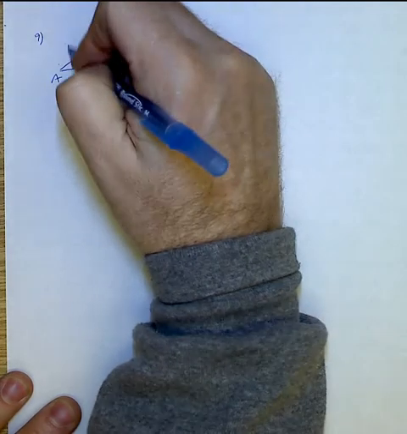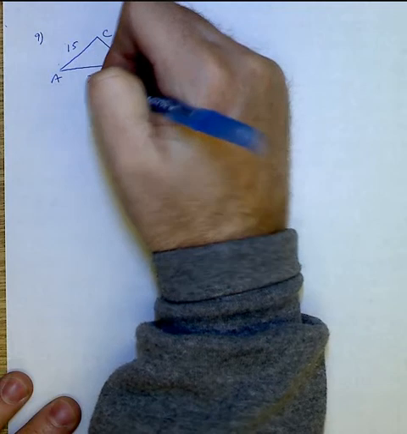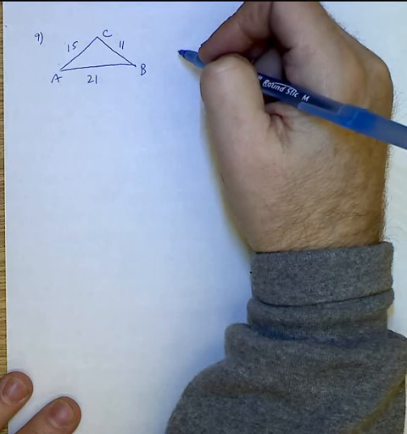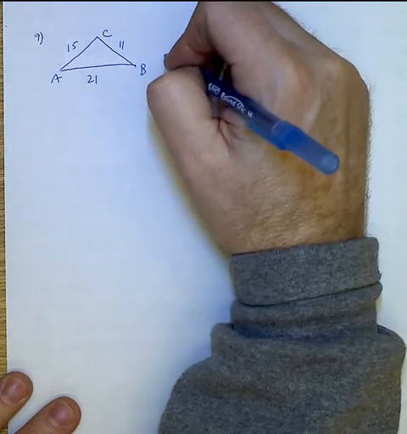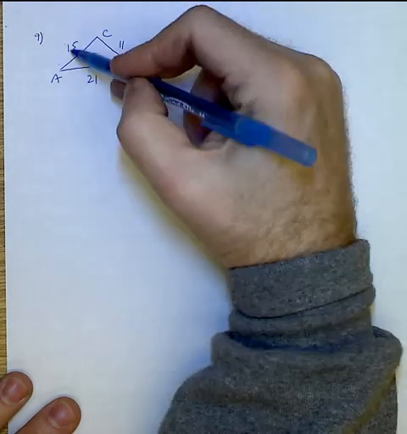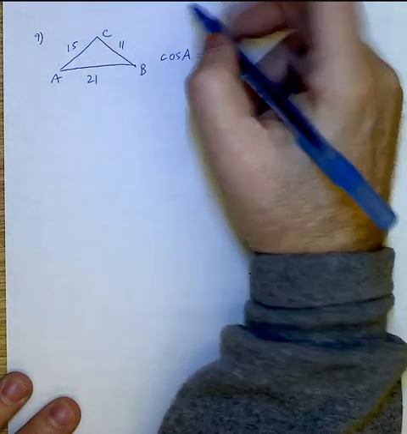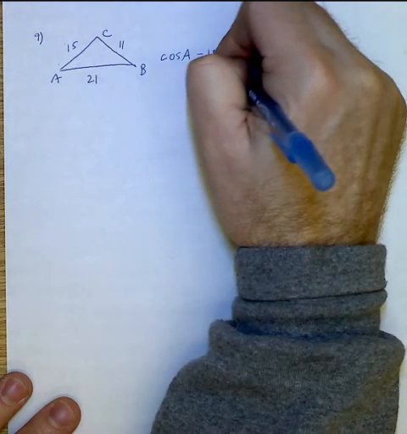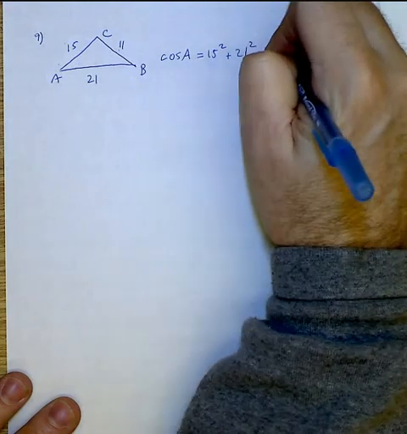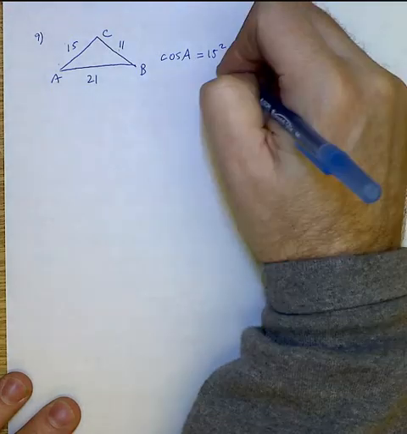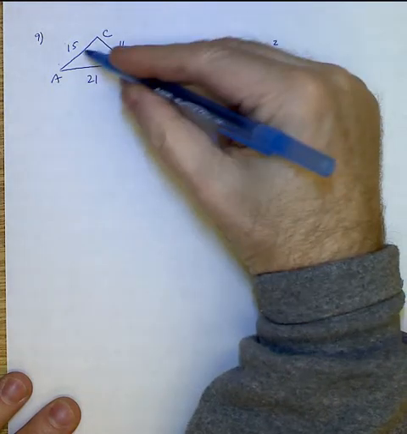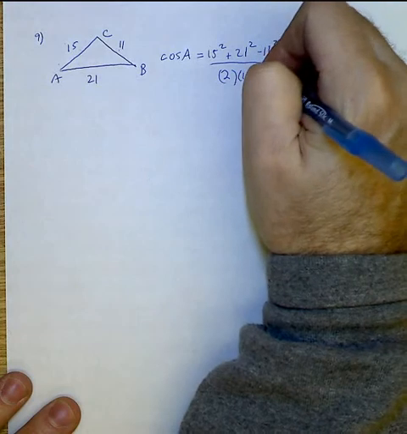So you're given 15 there, 21 here, and 11 right over here. Because we're given three sides, we're going to use the form of the law where we say the cosine, I'm going to pick on A, the cosine of A equals, now these are the two sides that surround A, so it's going to be 15 squared plus 21 squared minus the side across, so this is 11 squared, all divided by 2 times the 15 times the 21.